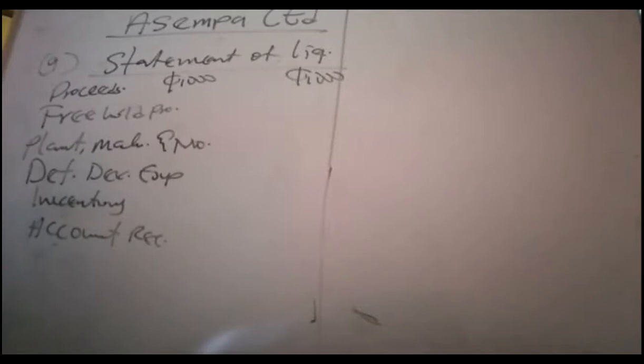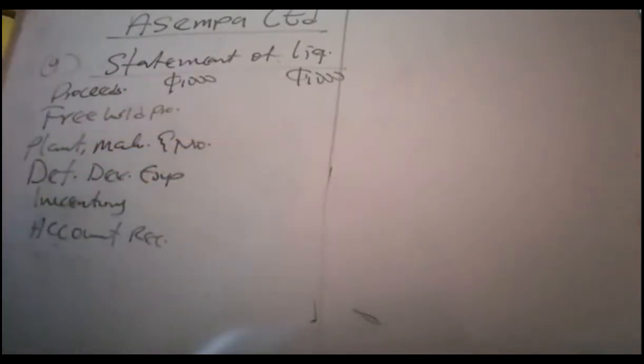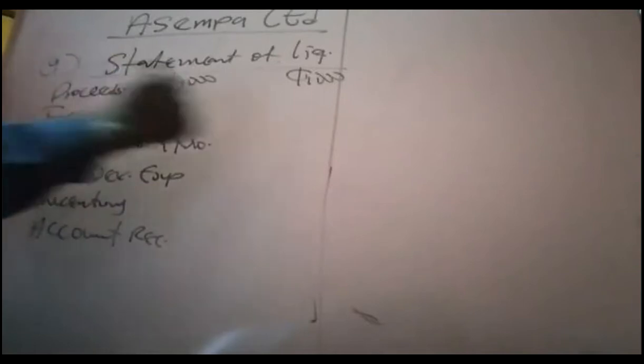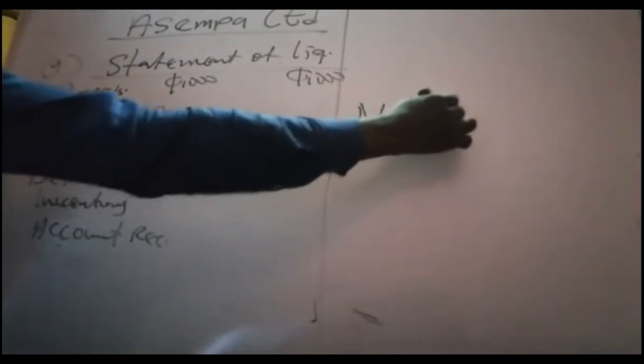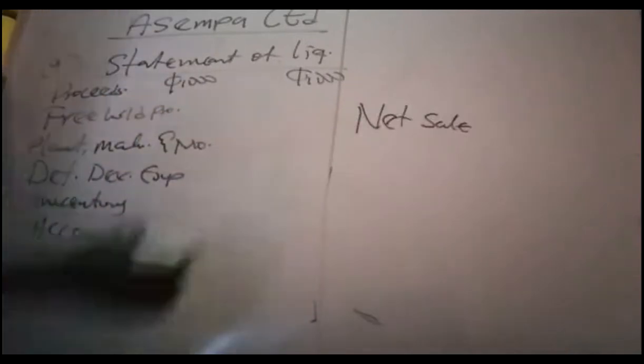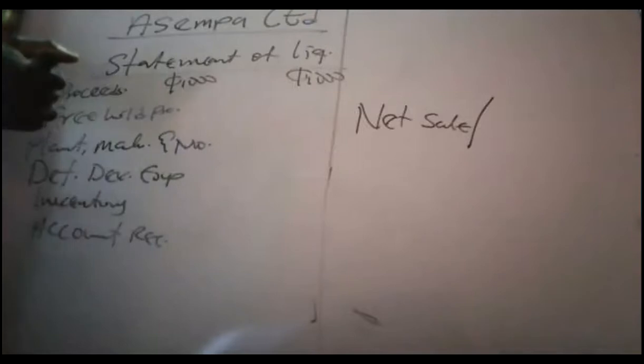Then what do you do next? Then you go to the footnote and look for these items. Go to the footnote first. Look for the sale value. How much are they going to sell this? Net sale value, or first sale value.